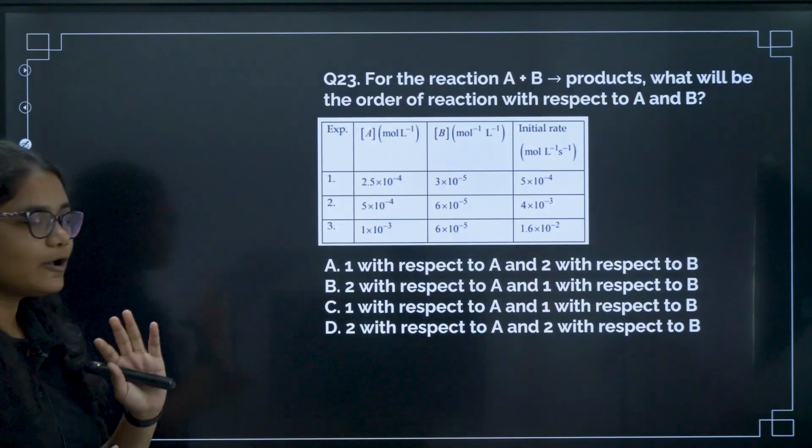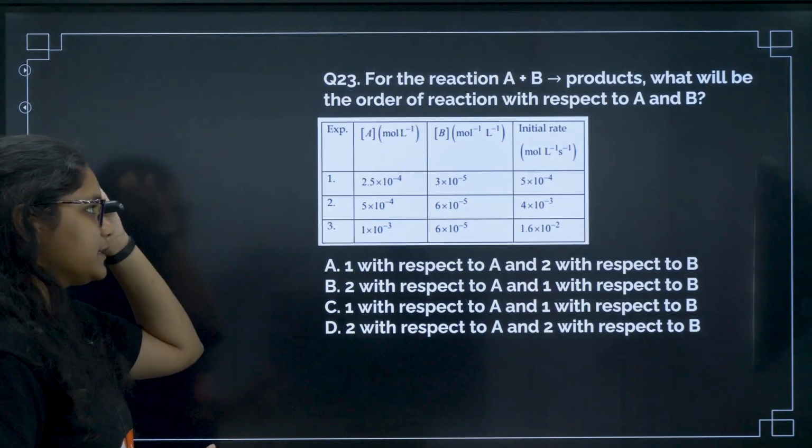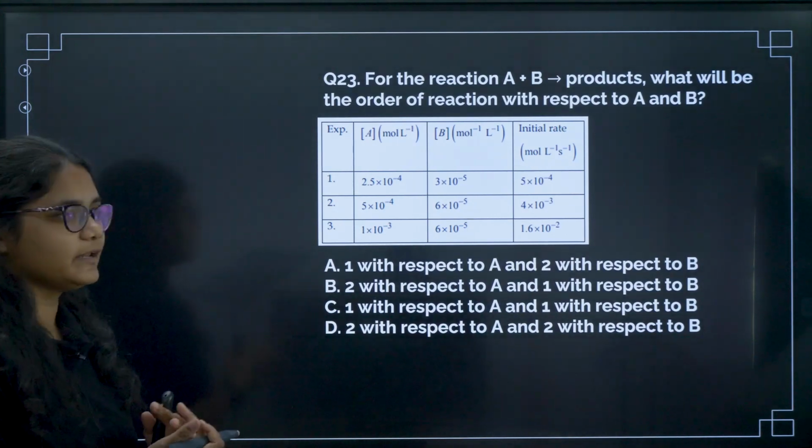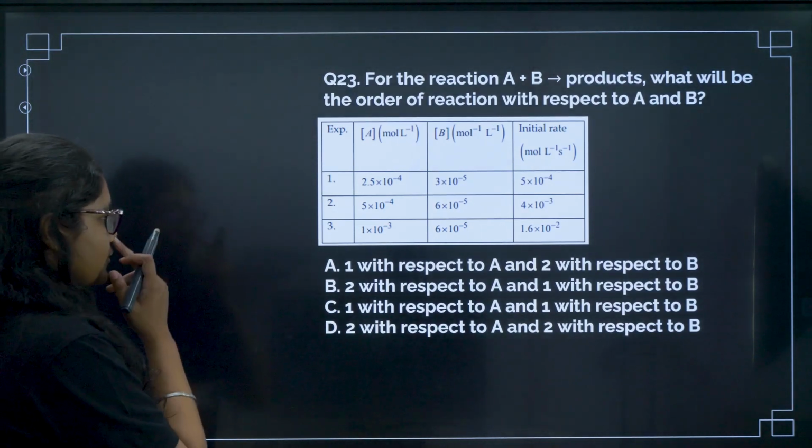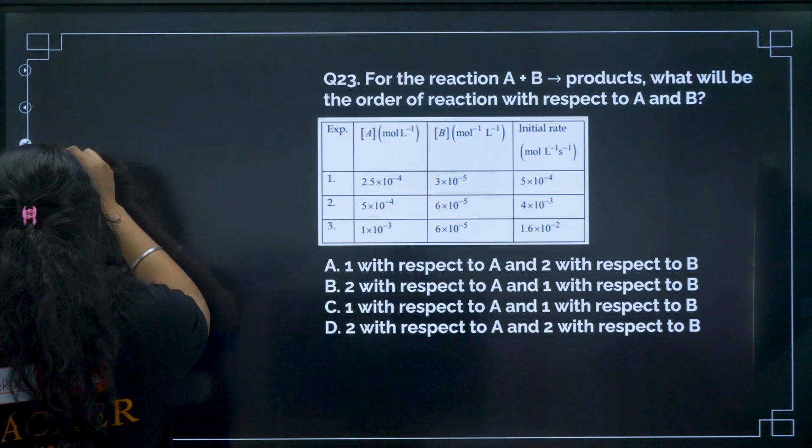Okay, next. So now let us see the next question. For the reaction A plus B giving products, what will be the order of the reaction with respect to A and B? Okay, so this type of questions are very common in chemical kinetics.